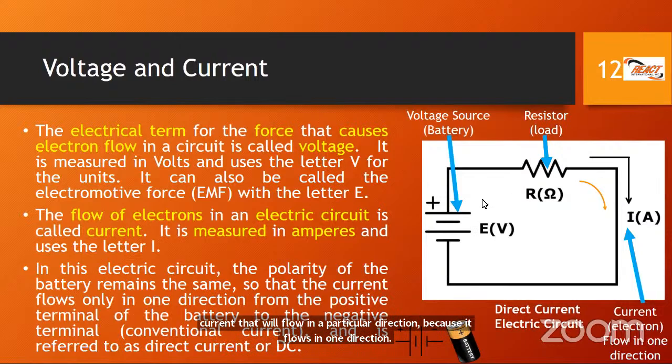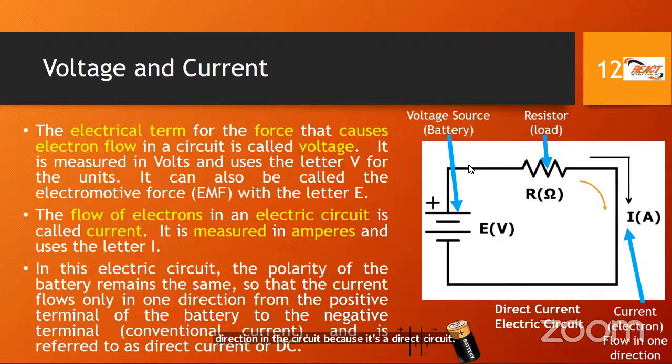So it's flowing in this direction, moving, again, conventional current from positive to negative. The electrons will leave the positive plate and make their way through the electric circuit and back to the other end. Electrons are flowing, and they flow in one direction in the circuit because it's a direct current circuit, it's a battery.